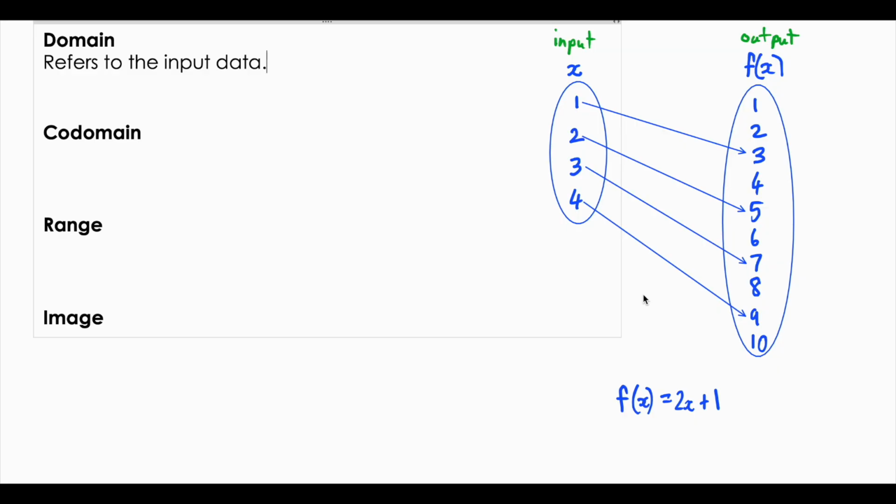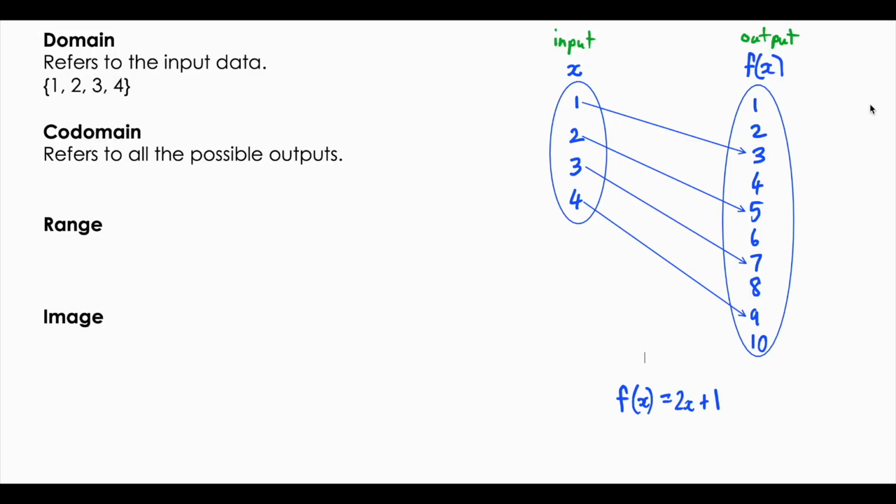1, 2, 3, and 4. Lovely. So we know that the domain is 1, 2, 3, and 4. Now, as it relates to the codomain, this refers to the possible outputs. So in this case, let's say we were looking at numbers from 1 to 10. That's our possible outputs that we have for this particular function.